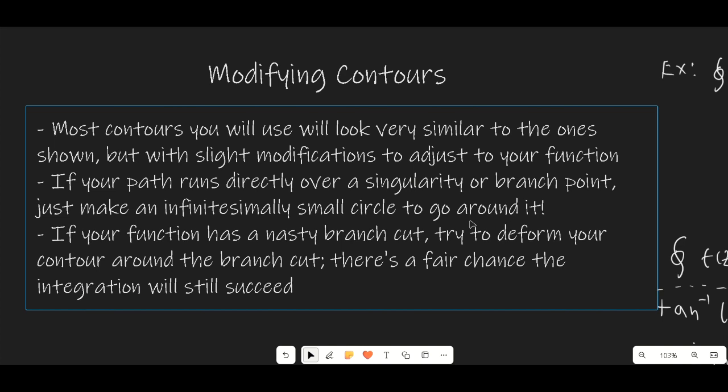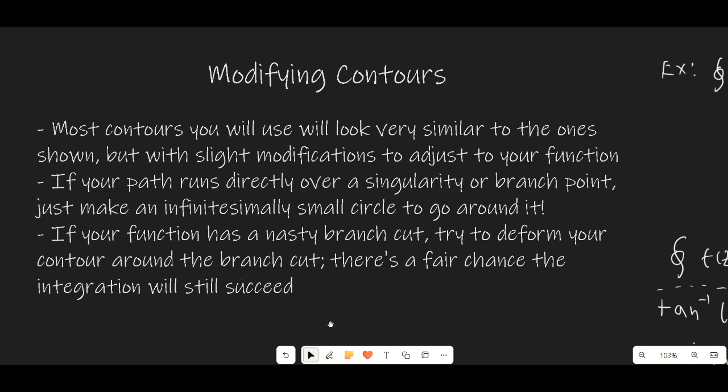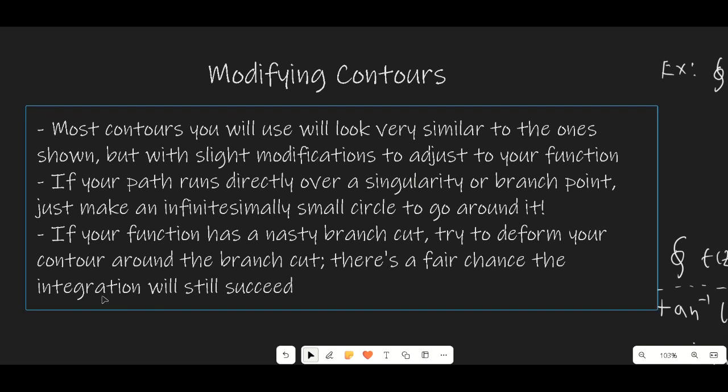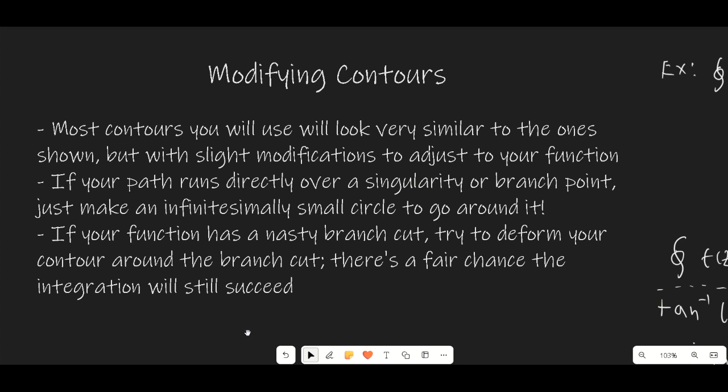and that's that gamma integral right there. Another thing to keep in mind is if your function has a nasty branch cut that's getting in your way, you can always try to deform your contour around the branch cut. I'm going to show you an example where it looks like a really silly deformation, but it works out perfectly. There's always a fair chance that the integration will still succeed, even if your contour looks a little bit silly. It's always worth a shot because contour integration in general is really easy to check if your function is still going to be integrable.